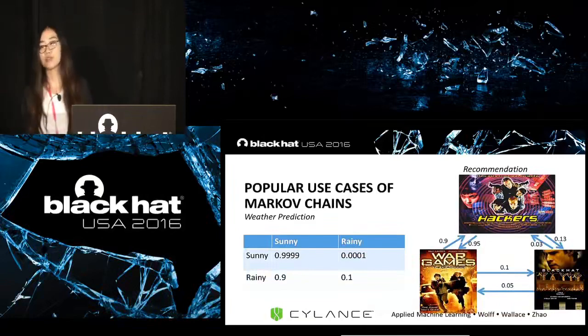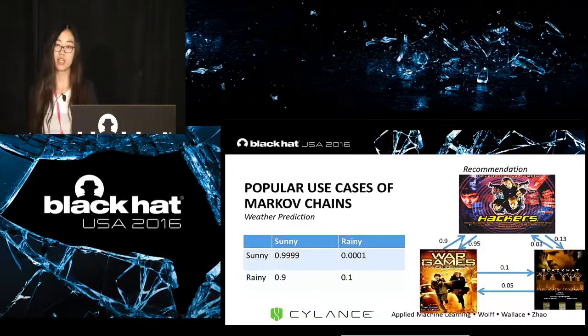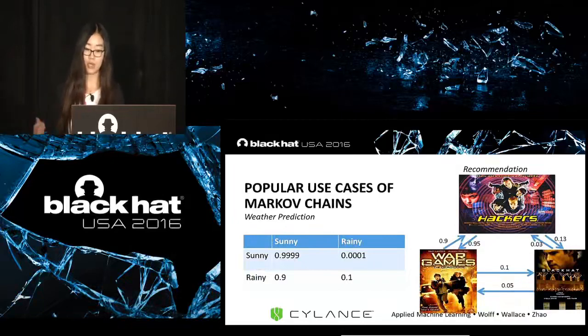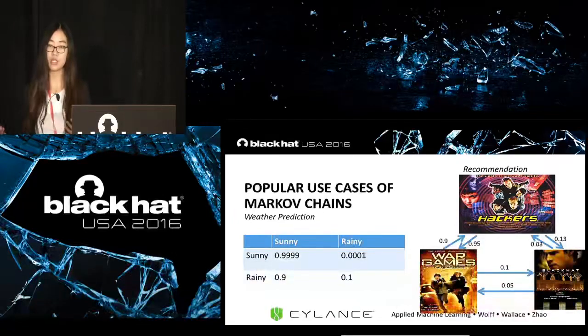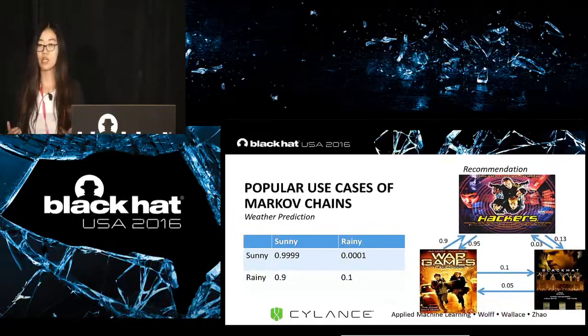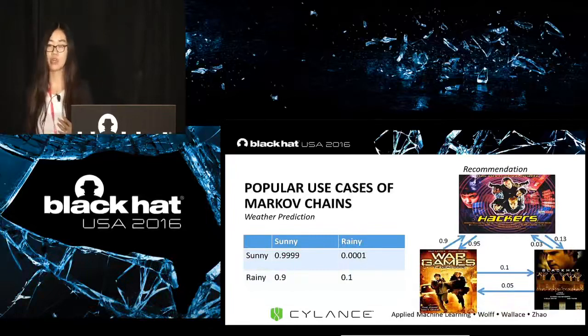Another use case of Markov chain is doing recommendation. Like when we are watching videos on YouTube or Netflix, when we have watched some videos, they will recommend some other, similar videos to us. And here is an example. We have 3 movies here, which are kind of hacker related. The first 2 are Hackers and WarGames. They are very classical hacker movies, and a lot of hackers will like them.